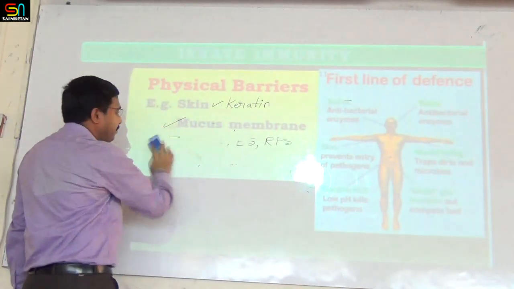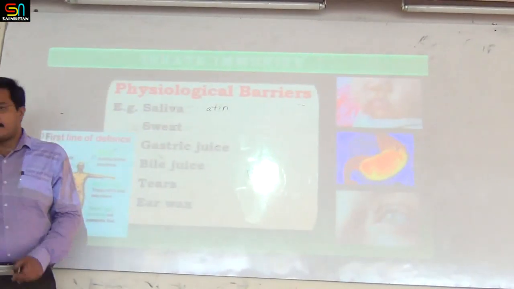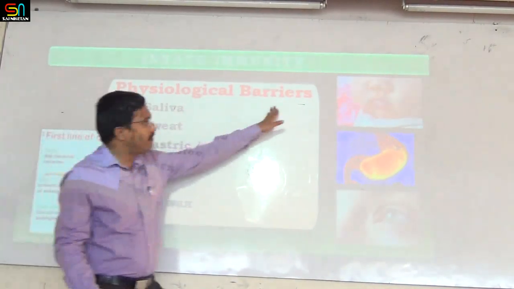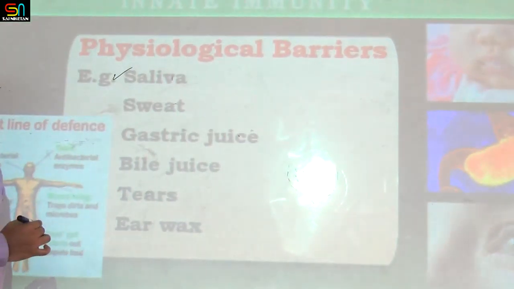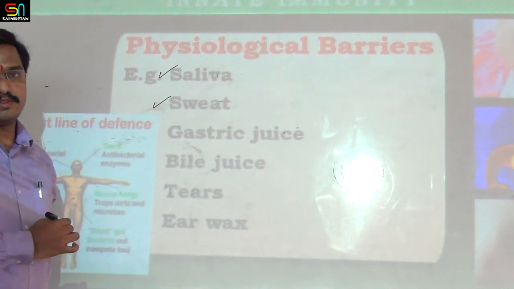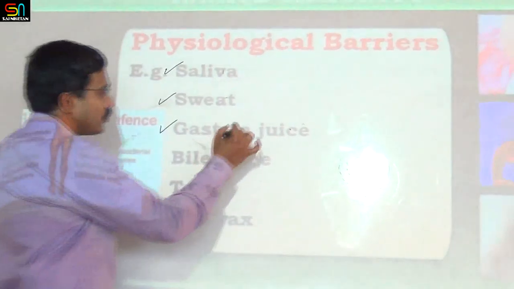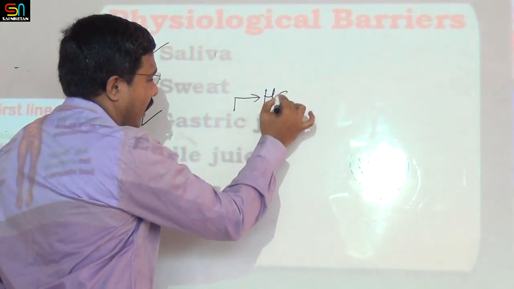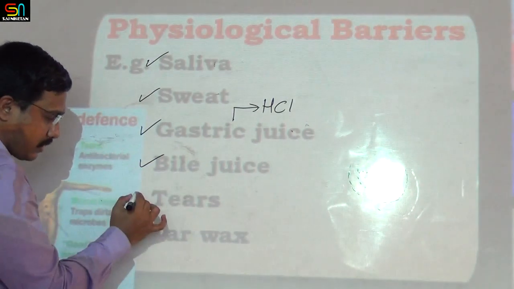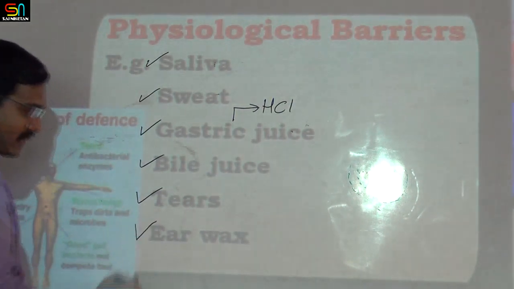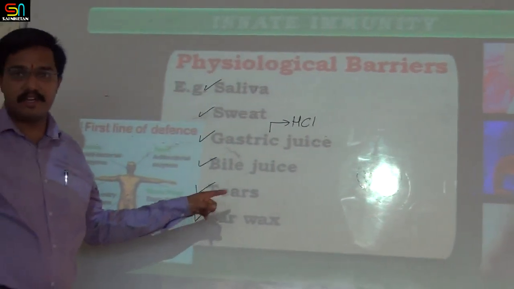Let us give examples for physiological barrier. We have many examples. Example number one is saliva. Example number two is sweat. Example number three is gastric juice. In this gastric juice, we have hydrochloric acid, that is HCl. Then bile juice, tears, and earwax. It is so interesting: all these secretions of the body participate in innate immunity.